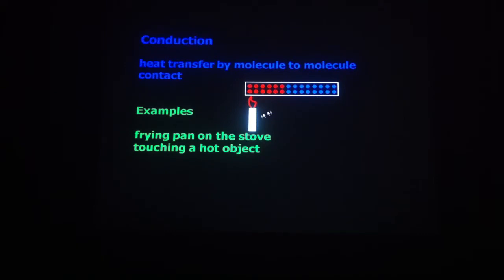And so examples would be a frying pan on a stove or touching a hot object. Anytime you touch an object and you feel a temperature difference, that's going to be conduction. And today in class we cooked popcorn via conduction in the popcorn maker, where we had hot oil and a heating element, and you could do that on your stove.